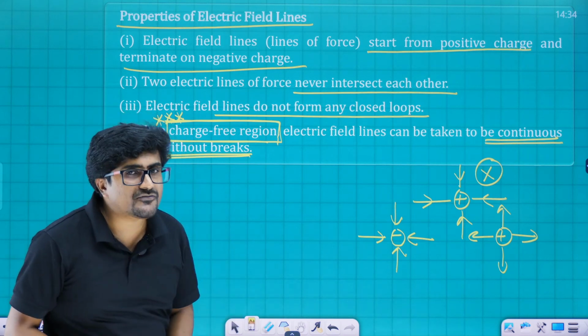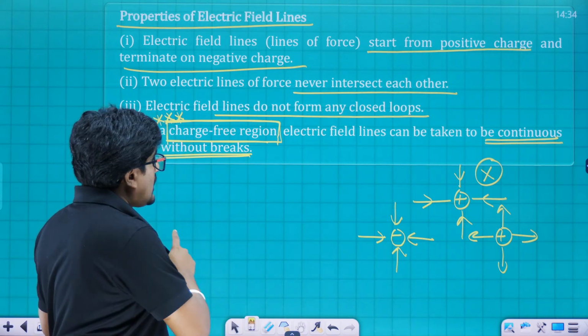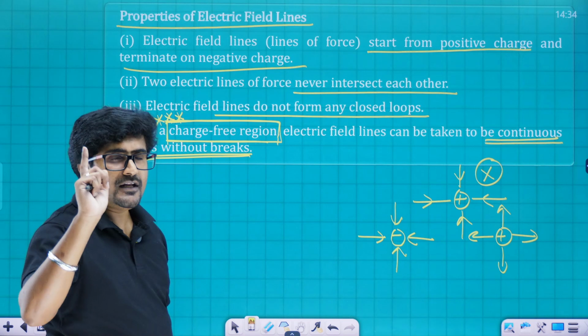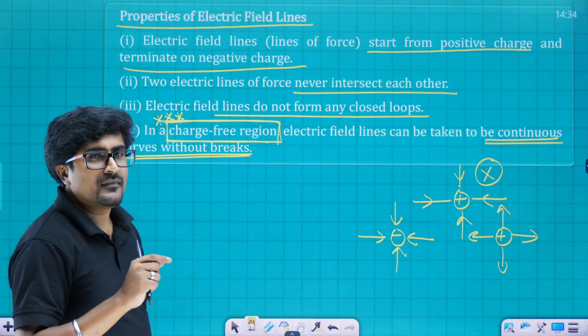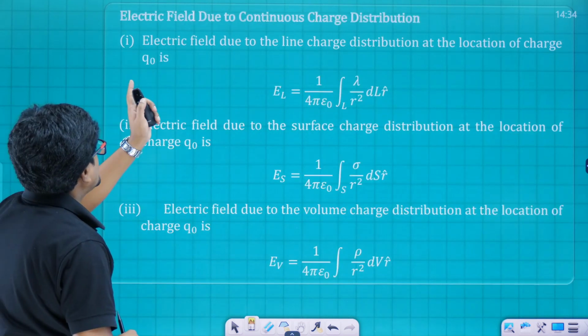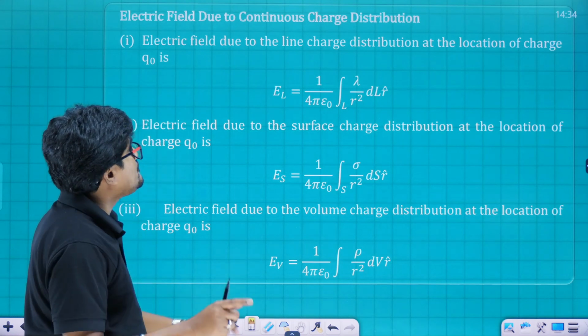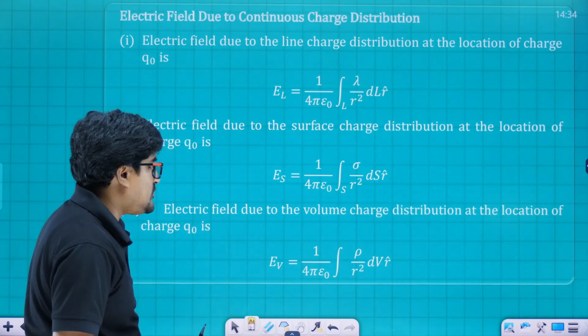Okay, if you are having a charge free region, electric field lines are going to be continuous, if it is a charge free region only. All right, fine. Moving to the next, that is electric field due to continuous charge distribution.